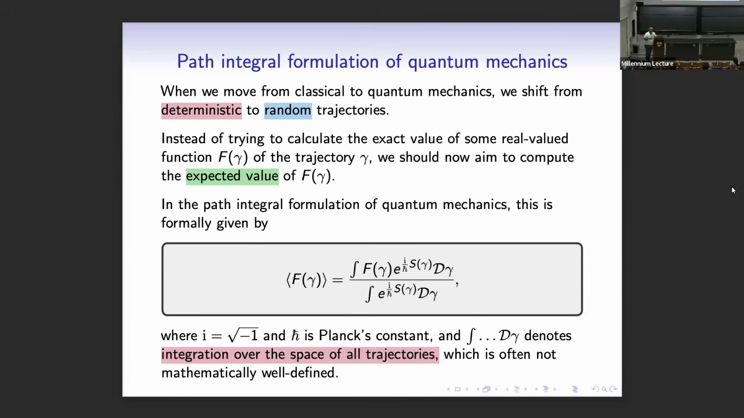And this is often not mathematically well defined. So this is the hard part, how to make sense of this. And there are various things that are difficult here. One is this integration over the space of all trajectories. The second is that it's not even a probability measure, so you have this oscillatory thing e to the i over h-bar S(gamma). So this is what you have to make sense of.